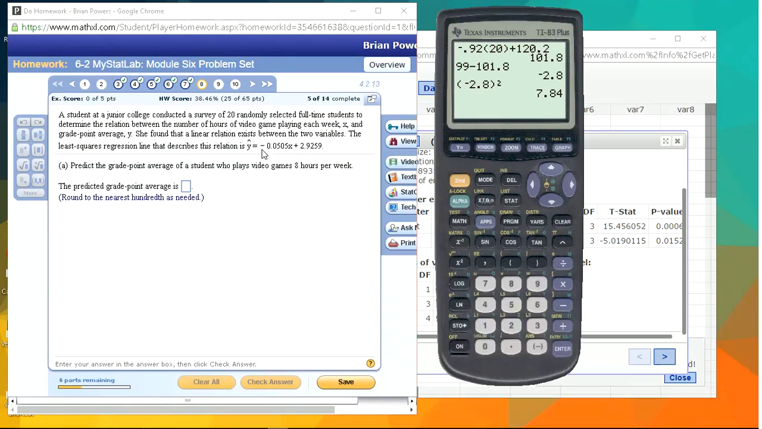In this case, we're going to do this directly in the calculator. I'm going to do just what I did before. I'm going to take x equal to 8 and put it into this formula. So negative 0.0505 times 8 plus 2.9259. Check that, make sure it looks right. Okay, so this is what the expected grade point average would be to the nearest hundredth. That's 2.52.